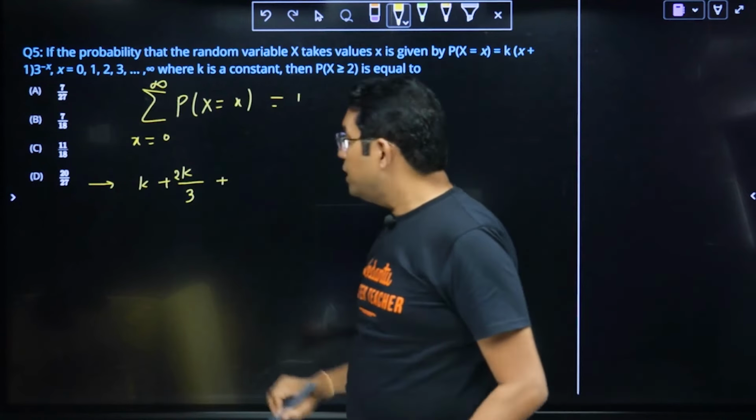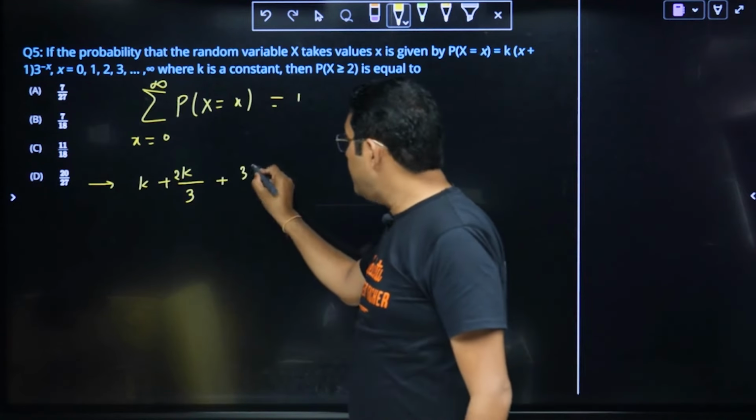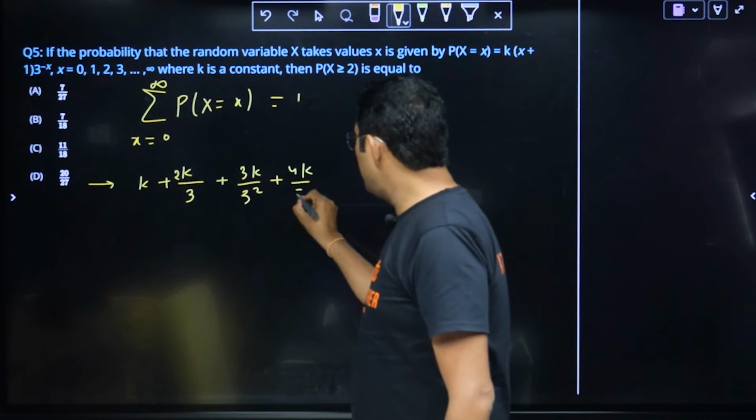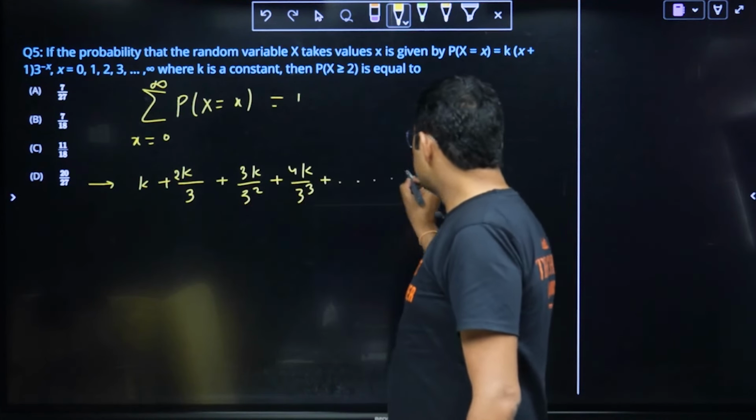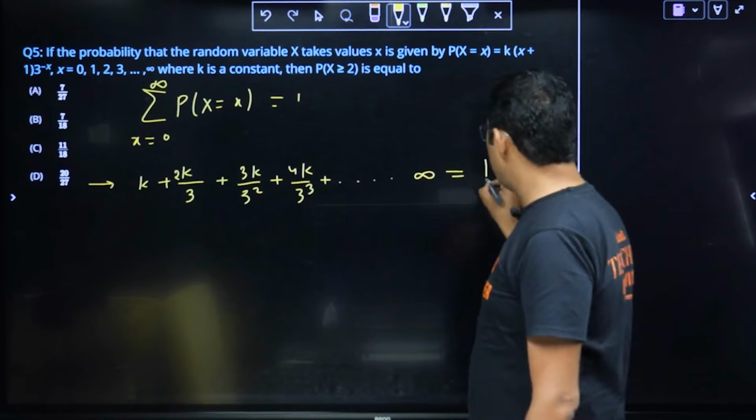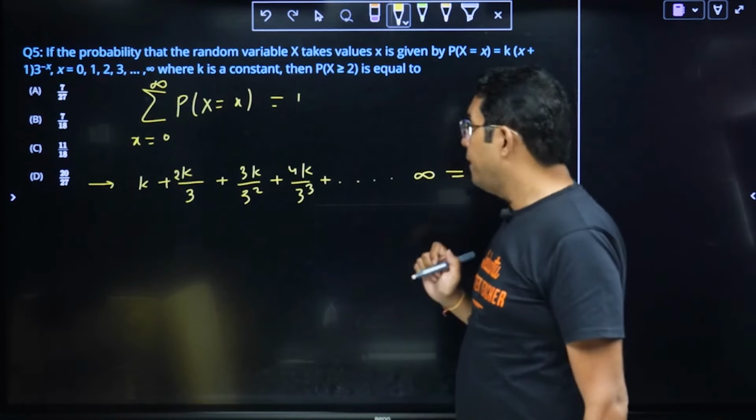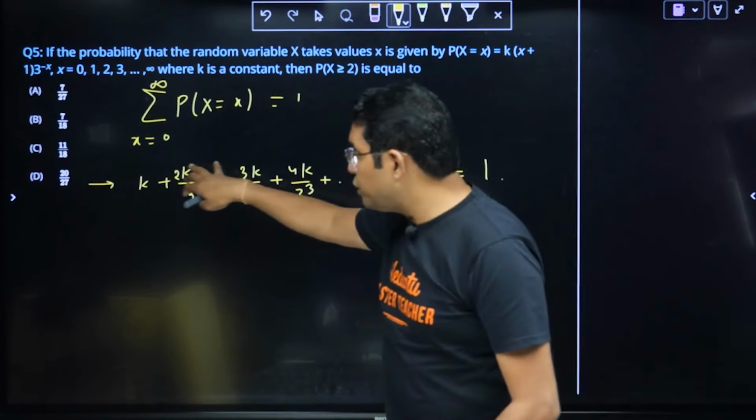And then if you put x as 2, then it will be 3k upon 3 square, and then 4k upon 3 cube, and so on. The sum of this series up to infinity should be equal to 1, as I told you, the sum of all possible probabilities. Now, this is actually an AGP. You can see 1 upon 3 is multiplied, and also this k becomes 2k, then 3k, 4k in the numerator.